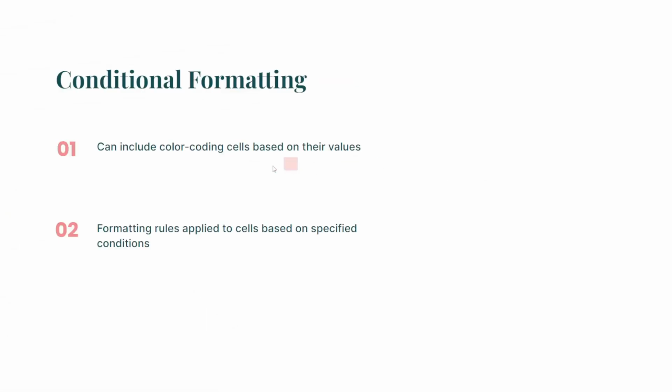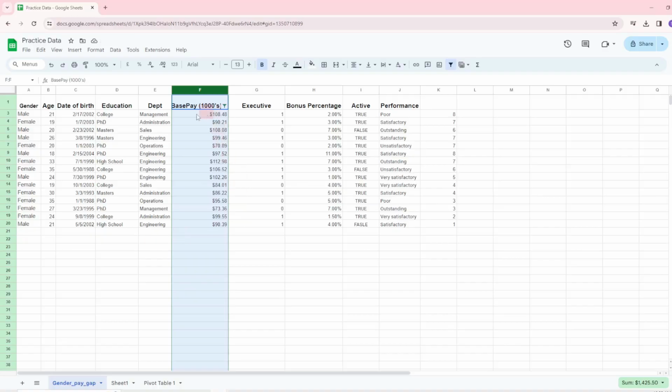And conditional formatting, this can include color coding cells based on their values, and it's simply formatting rules applied to cells based on specified conditions. We might want to see all pays that are above $100 or below $100 in red color.